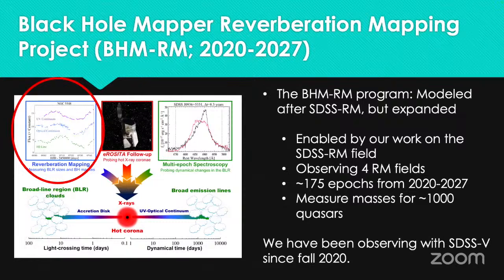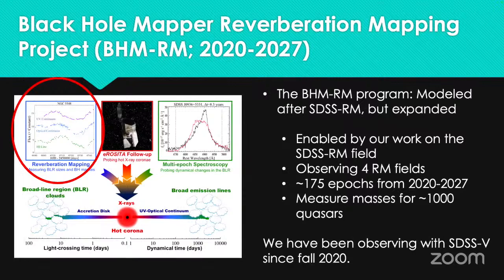But what we got from the first program was actually 90 epochs over 7 years. We're now getting 175 epochs over the end of the program. The program was originally supposed to end in 2025. Because of delays due to COVID and other instrumentation type things, and LSST getting delayed, which I'll come back to in just a second, we're going to be observing until 2027. But we have been observing some of these fields since fall 2020. And one of them is the SDSS-RM field. So we now have 10 years of data on that one field. The 3 other fields have a few years of data as well.